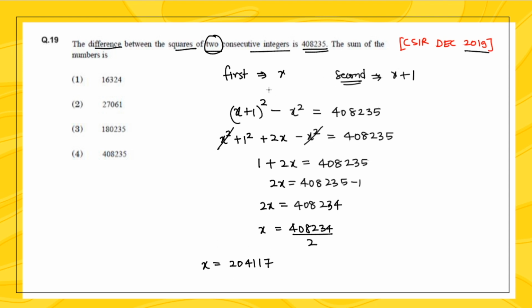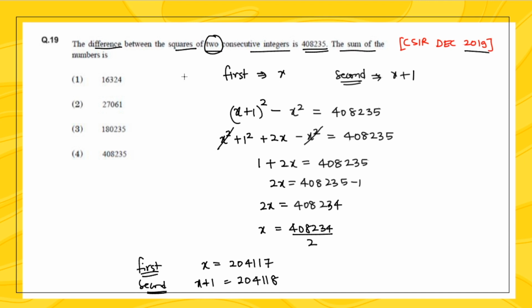Now this is the first number, your first integer. What will be the second integer then? The second integer will be x plus 1, so you just have to add 1 here. So that will be 204,118. So you have got your integers now, the first integer and the second integer.